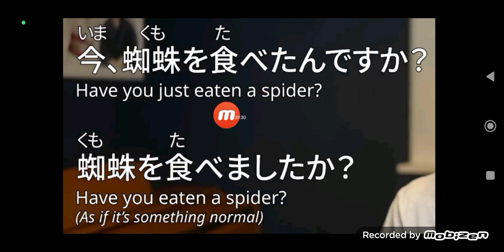But if you don't insert the n in desu ka, it will just be a simple sentence: "Kumo tabemashita ka?" Did you just eat a spider? But a sentence like this doesn't give an air of the need to explain.